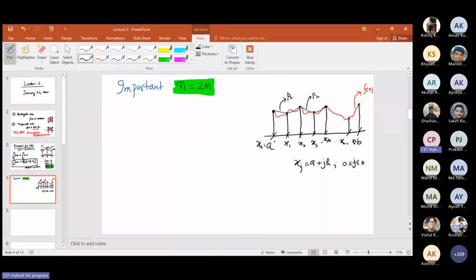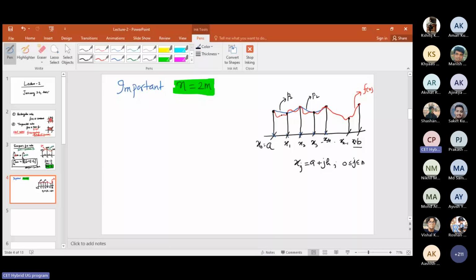So for that you will need the number of partitions to be even. You can easily see that from the example also. From x0 to x2, the first parabola is defined, then x2 to x4, the second parabola is defined, then x4 to x6, the third parabola will be defined, and so on and so forth. So if you want to define parabolas covering all the points, then n must be an even number. In order to apply Simpson's 1/3 formula, my n must be an even number.